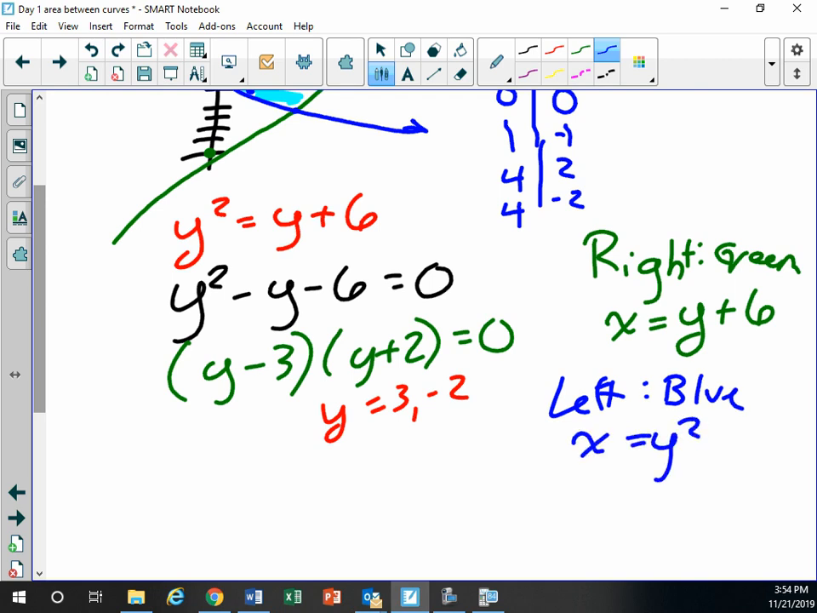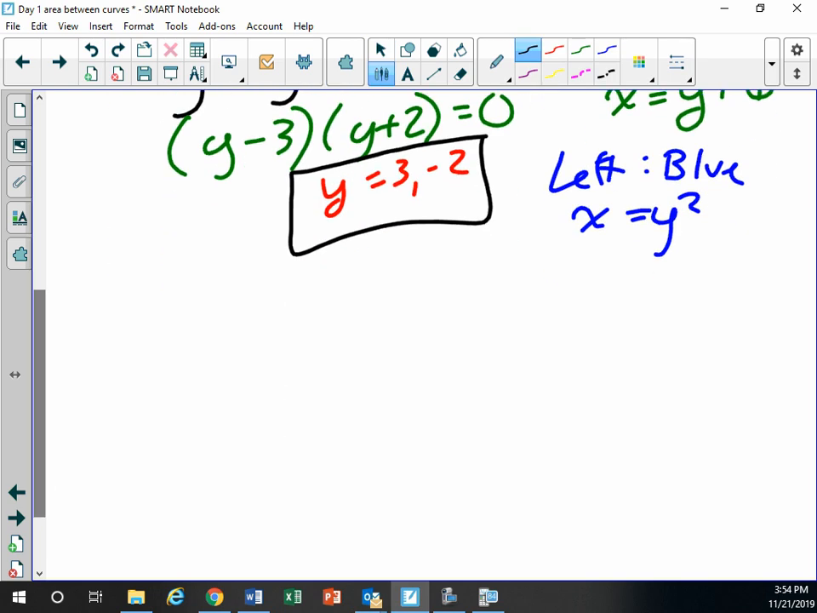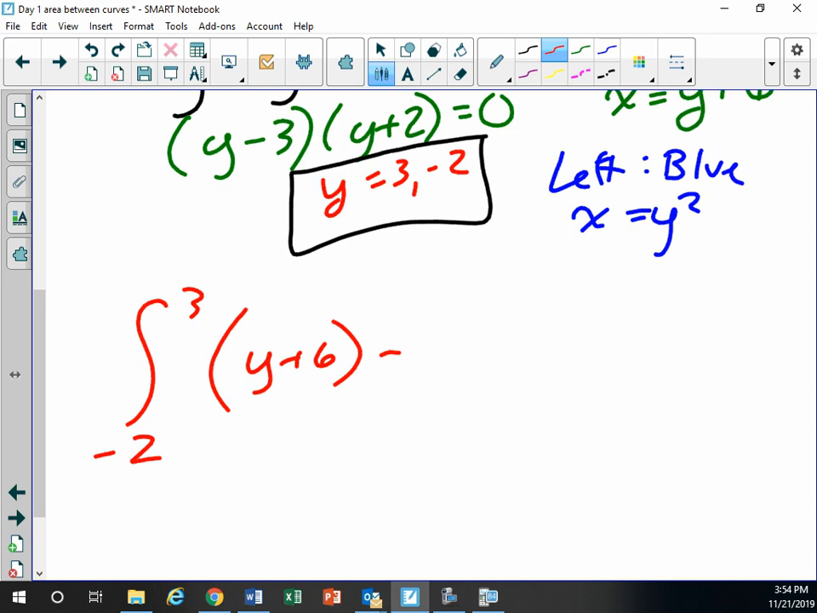Ladies and gentlemen, hey look, I have y values right here. Isn't that nice of me? There's my y values. Those are where they intersect. That's what I care about, where they intersected. So I'm going from negative 2 to 3 of the right, which is y plus 6, minus the left, which is y squared.